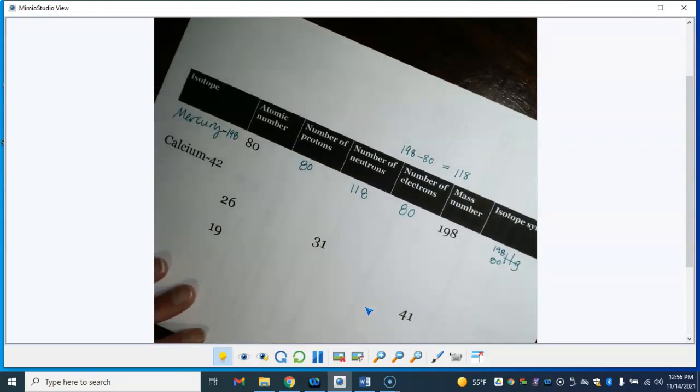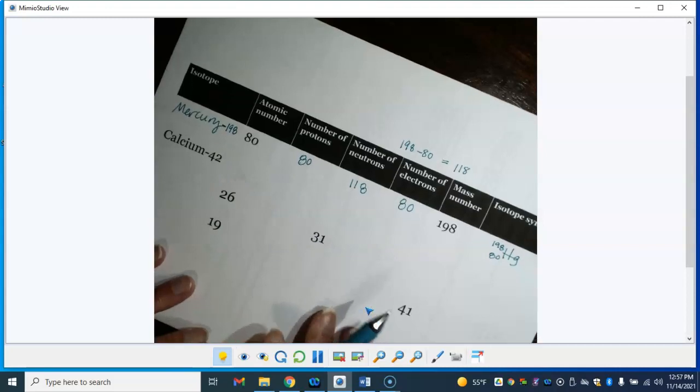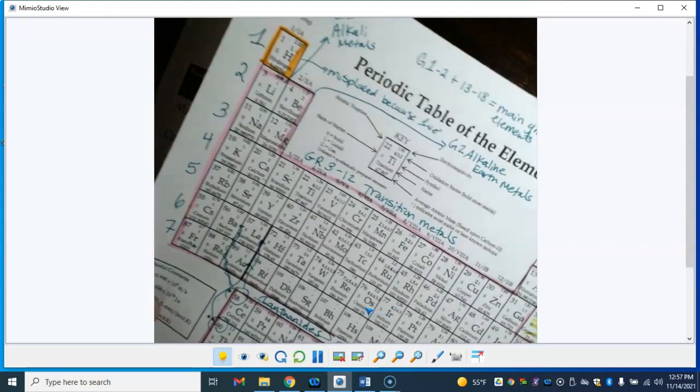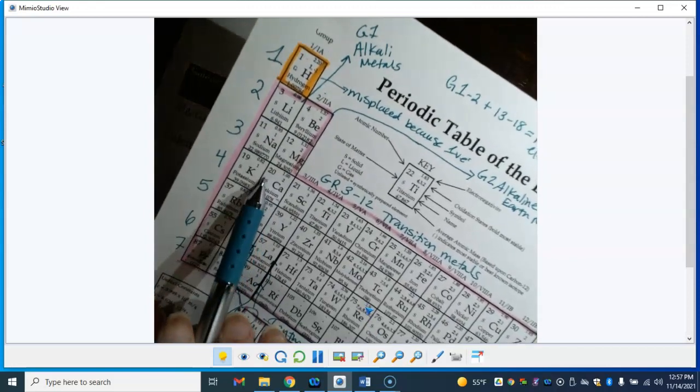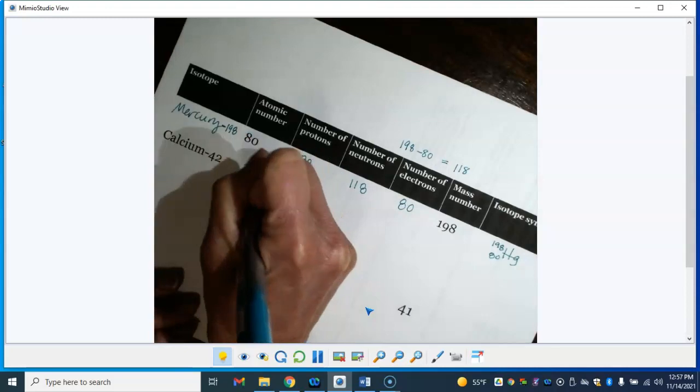So let's do the next one. They tell us that I'm dealing with the isotope calcium-42. So I'm going to have to go to my periodic table to find the atomic number. So you're going to look over here. The atomic number for calcium is 20. So I'm going to write 20.